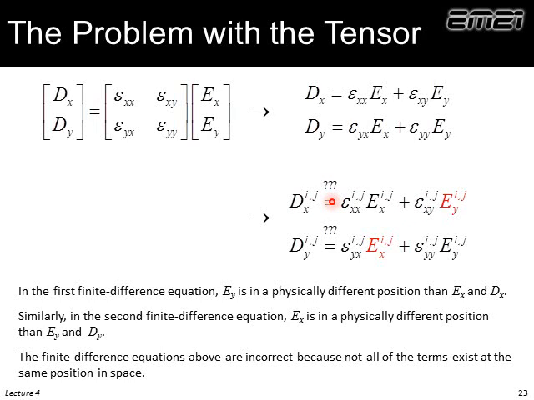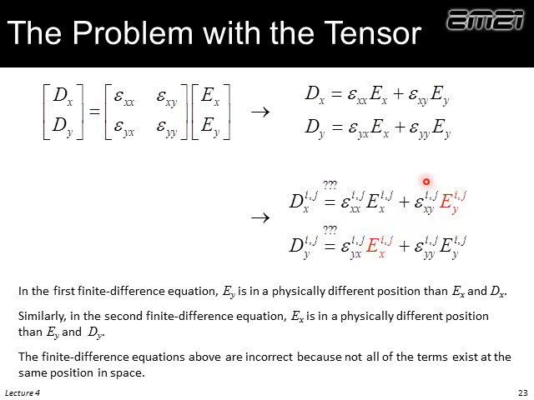Well, remember the staggered grid. So in fact, this EY component does not exist at the same point as EX and DX. Well, that's a problem for this equation. Remember our golden rule for finite difference equations. Every term in that equation has to exist at the same position in space, and it's not satisfied there, so that's a problem. And likewise, the second equation, this EX field exists at a physically different point than DY and EY. So that's a problem. We need to fix these.